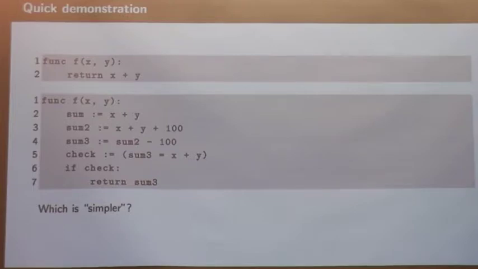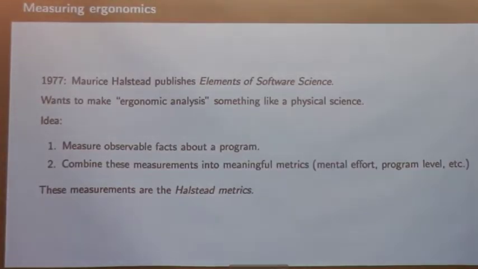Good enough? All right. So we want to find a way to measure these ergonomics of computer algebra systems, rather than just looking at things and making judgment calls about them. And how we're going to do that is we're going to borrow the idea of this computer scientist named Maurice Halstead. I think he was at Purdue back in the 70s. He published this book in 77 called The Elements of Software Science.